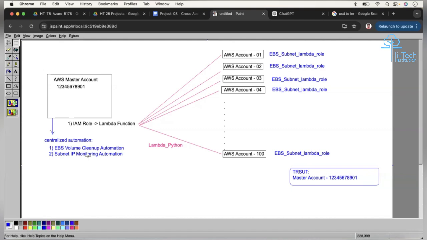Second one is subnet IP monitoring automation. Basically, when you create an AWS account, based on the IP allocation table, you will provide some network range to each account. /24 for the subnet, /26 for the subnet, /28 for the subnet. You will provide the IP based on the requirement.